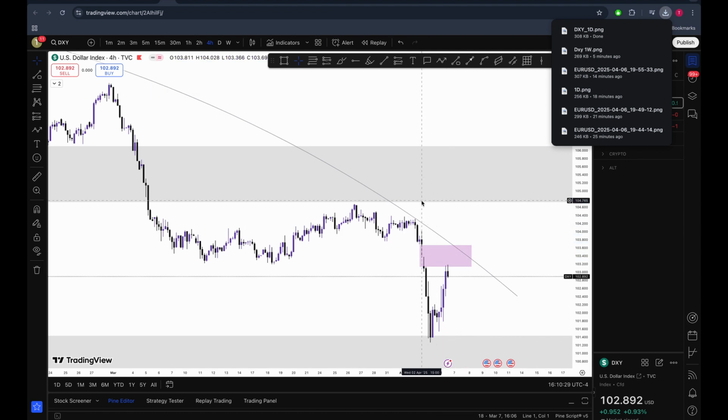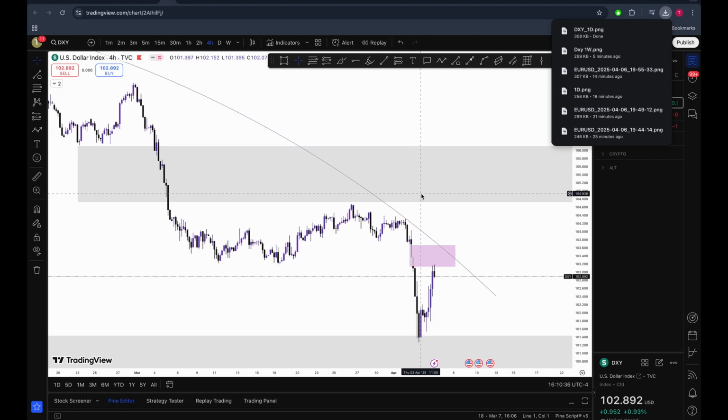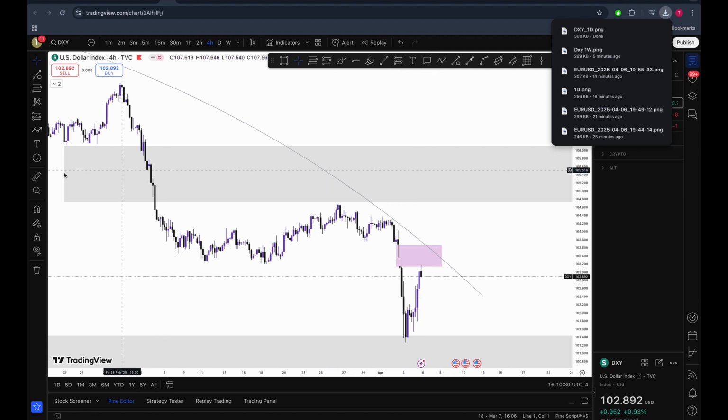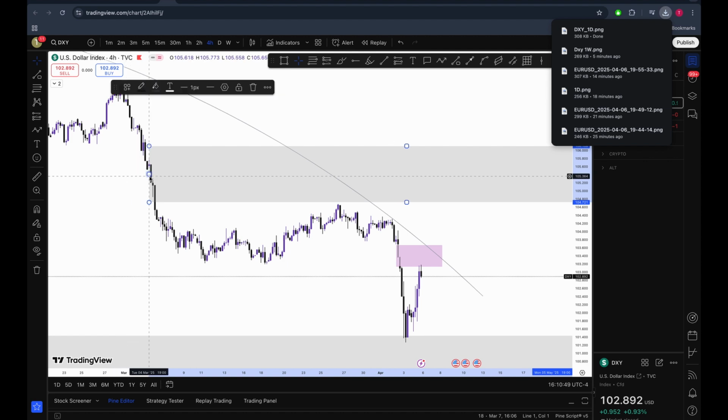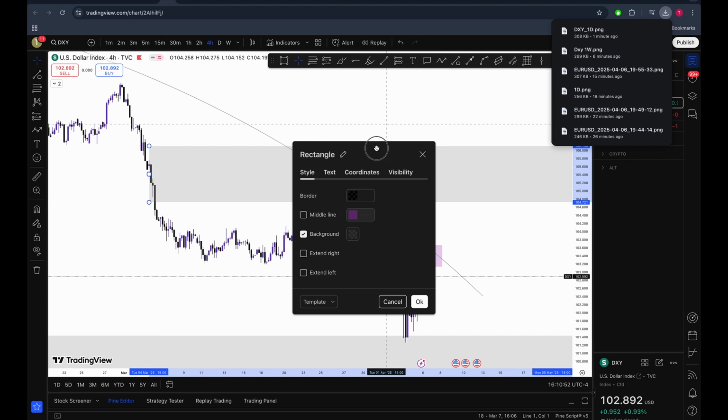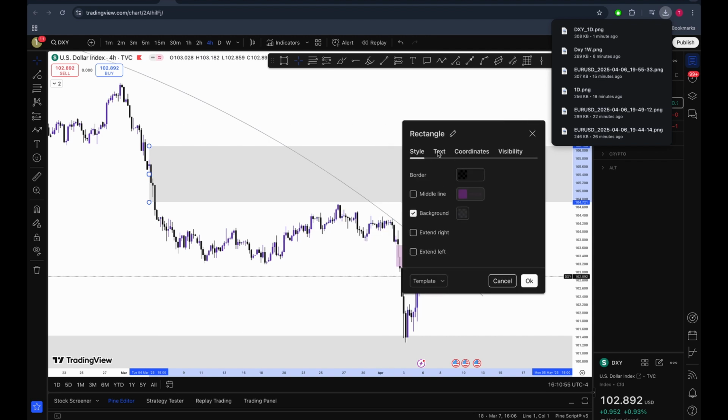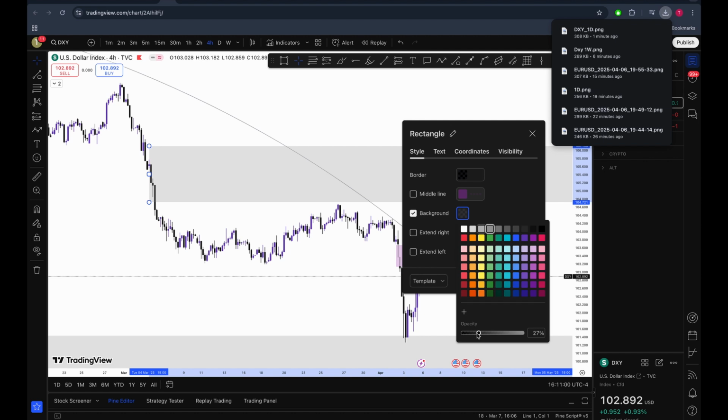Okay, and I think there is another. This is from the daily, a fair value gap that has not been tested yet. So I'm aware. I will just mark it and know that okay, this is a daily fair value gap, and I know when price gets there we might get a reaction.